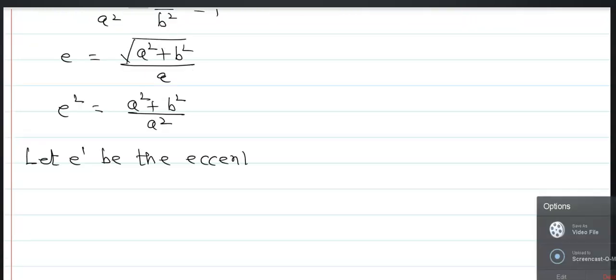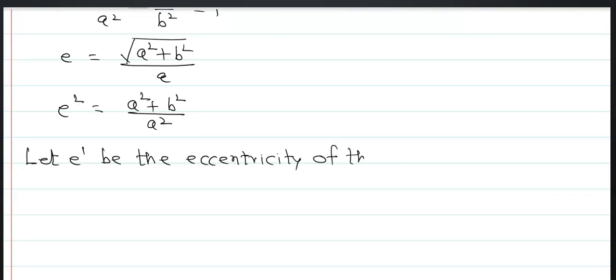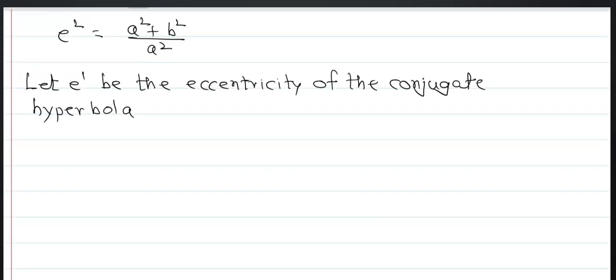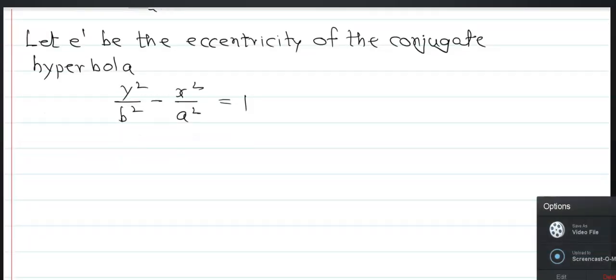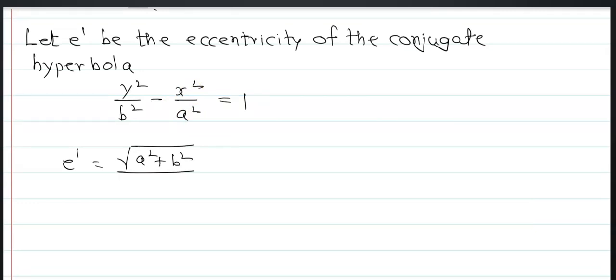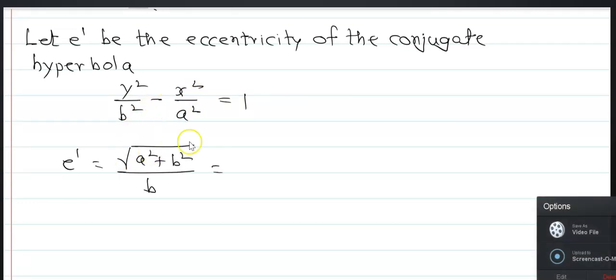e dash be the eccentricity of the conjugate hyperbola, that is y square upon b square minus x square upon a square is equal to 1. e dash is equal to root of a square plus b square upon b.